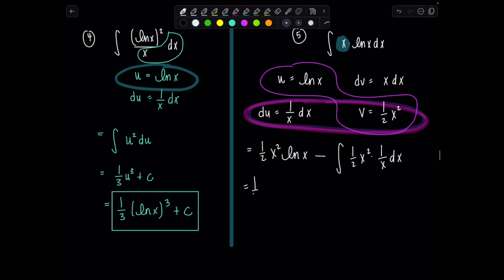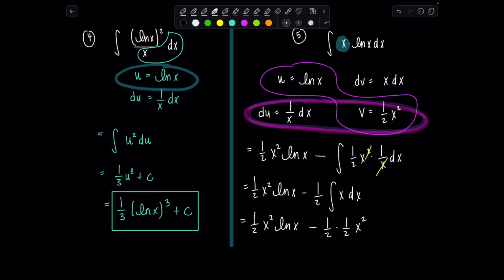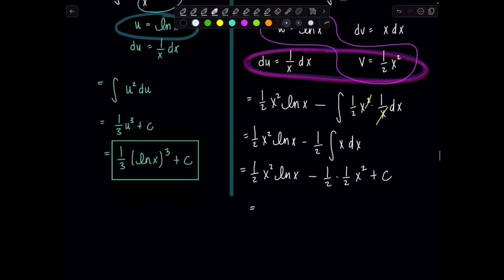All right, 1/2 x squared ln of x. Let me take the 1/2 outside. Integral. X squared divided by x. One of them will cancel, so I just have x dx now. Oh, that one's no big deal. Antiderivative of x is 1/2 x squared. So I'm going to add another 1/2 in the front and then plus c right away. And then last thing, just clean up those constants. So 1/2 x squared ln of x minus 1/4 x squared plus c.